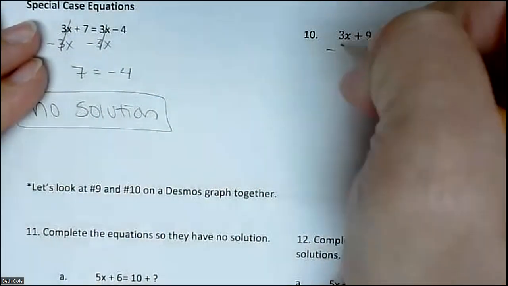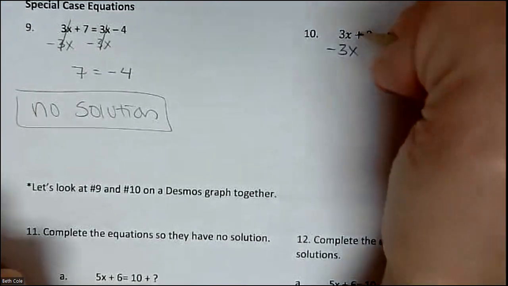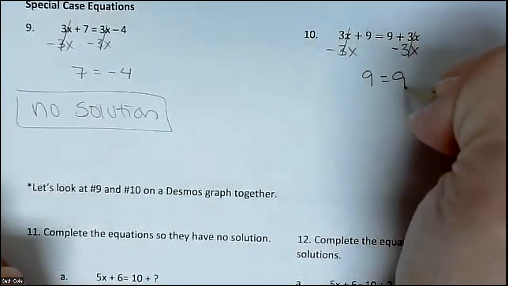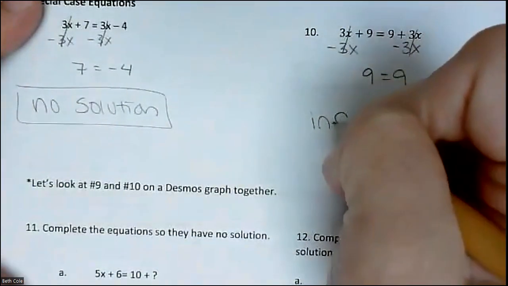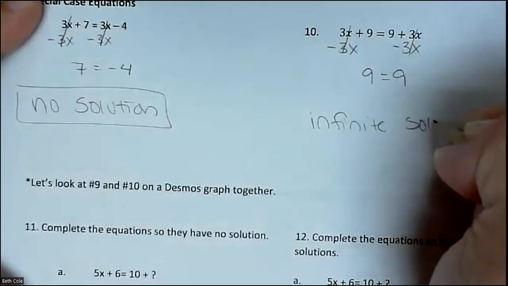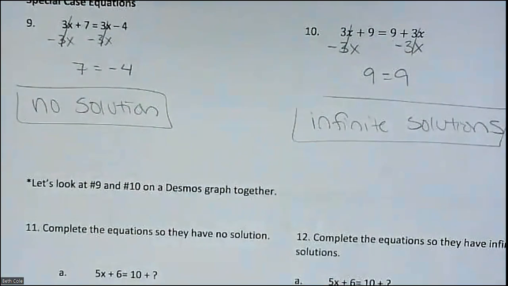We're again going to subtract our 3x from both sides. But again, they're going to both cancel out. And so we get 9 equals 9. So that is true. And what that means is you get infinite solutions. That would work. Give me another one. That would work as well. What it means is every number in existence is going to make it true.